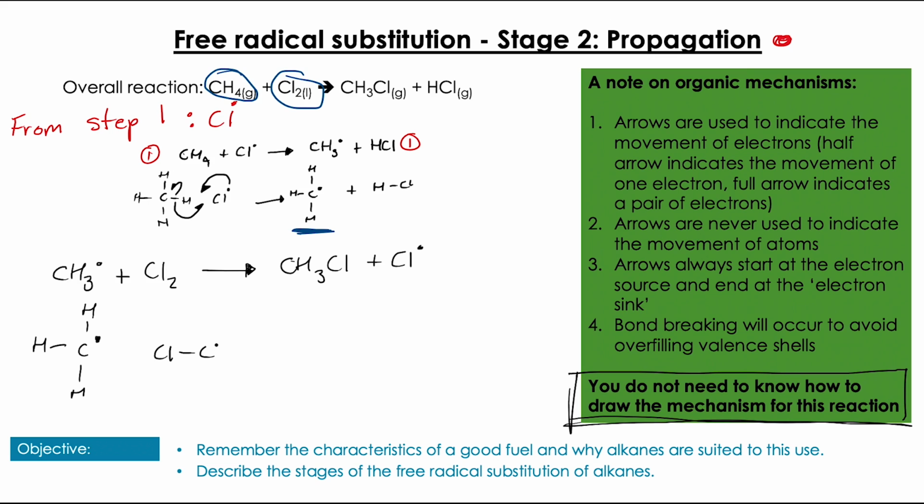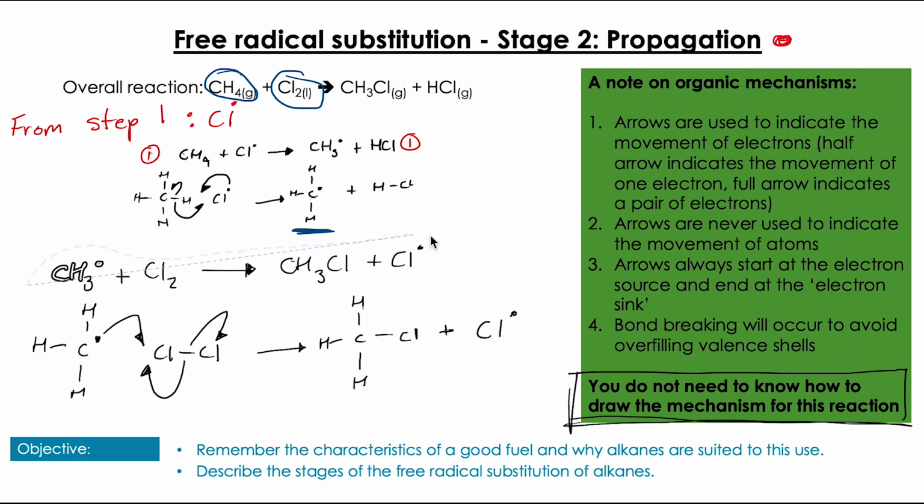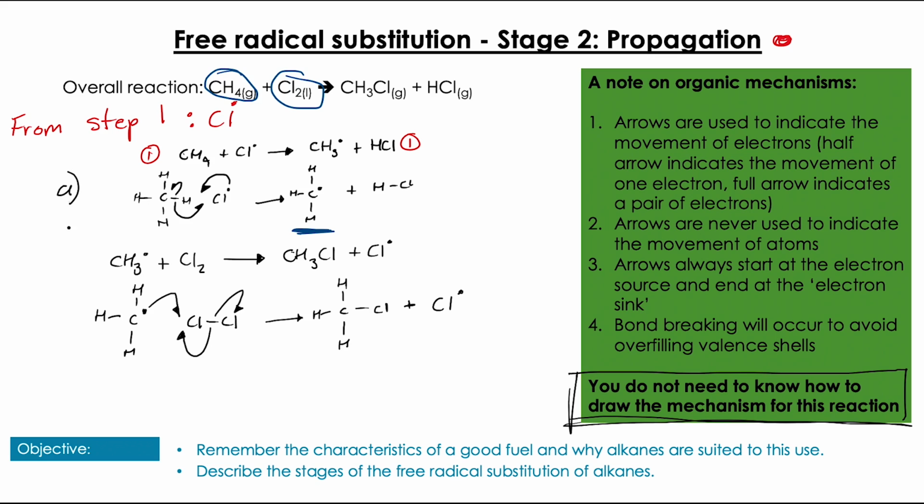Again, we're going to use our half arrow to try and form a bond with the chlorine. One of the electrons from the chlorine bond is going to join with that, and then one electron is going to join onto the lone chlorine, forming that chlorine radical. Again, one radical on the left-hand side, one radical on the right-hand side, indicating again that propagation.